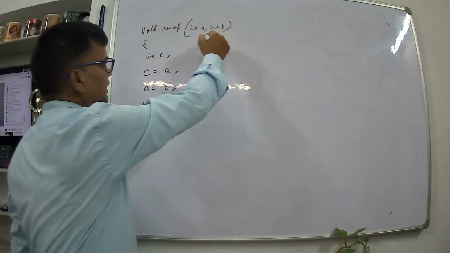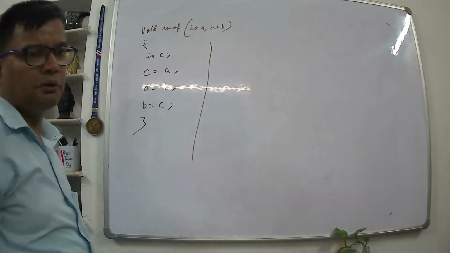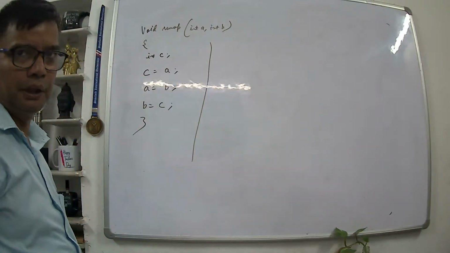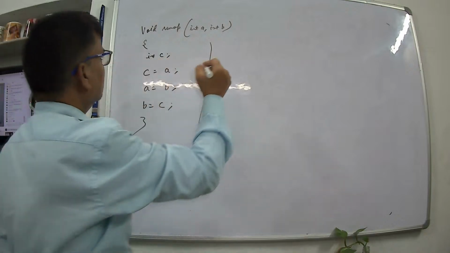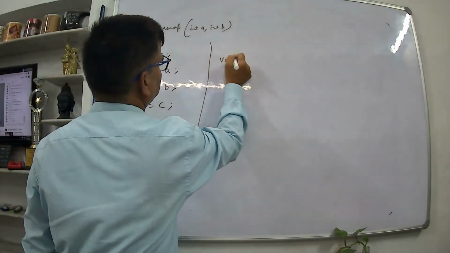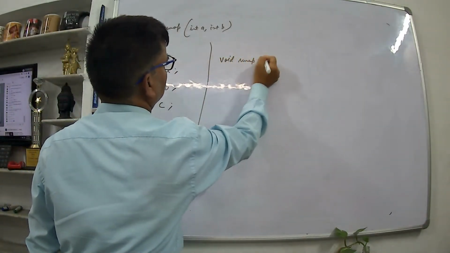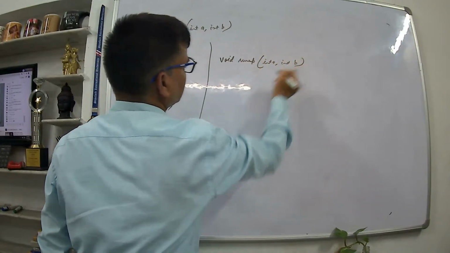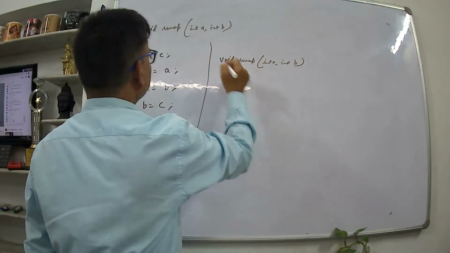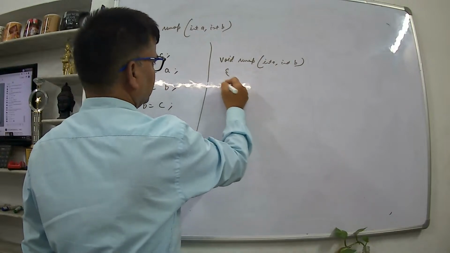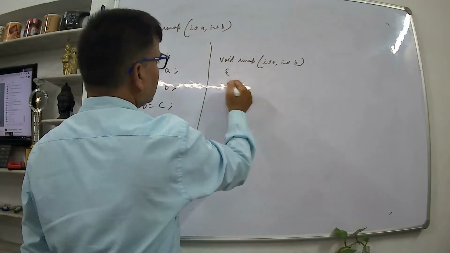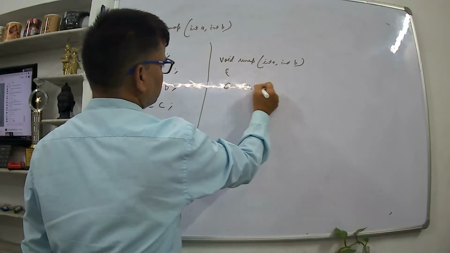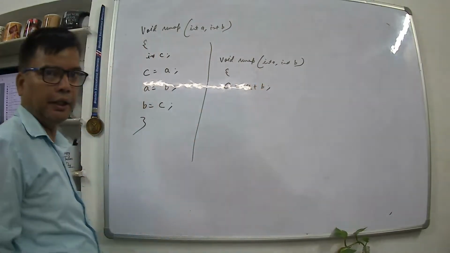Now, if the question tells you that you have to do this without using the third variable, so what we will do? Void swap int a comma int b. Here, what we do? A equal to a plus b.